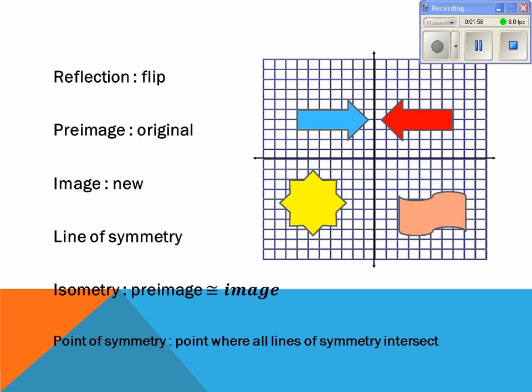We're going to talk about 4 different transformations throughout this chapter. What's the only transformation that doesn't have isometry? Dilation, where you make something bigger or smaller. Everything else, reflections, rotations, and translations, all have isometry.